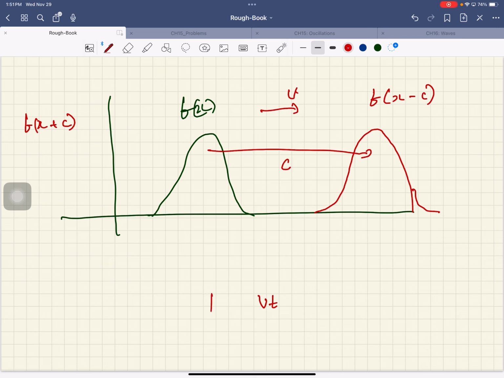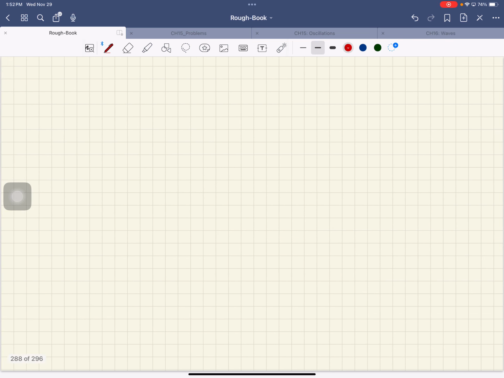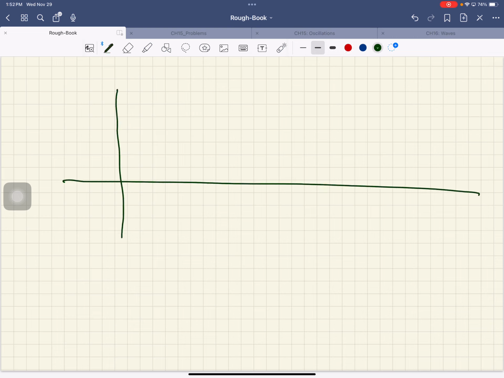You already know how to transport it to the right. So here's a pulse traveling to the right at velocity v. Here's a pulse traveling to the left at velocity v. You guys understand that? See, in 30 seconds, you're already learning this. So now let's do this.